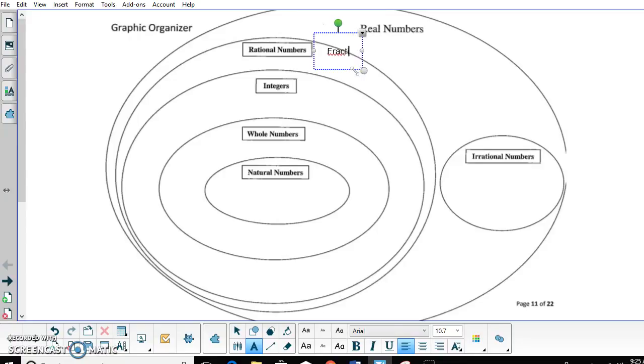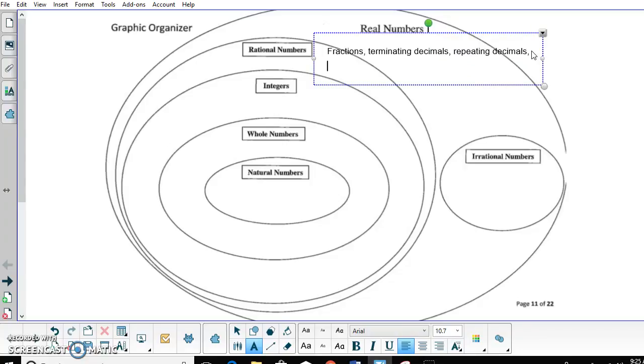If you said fractions, you're correct. If you said terminating decimals, you're correct. If you said repeating decimals, you are correct. The word terminates means to stop. So decimals that stop would be a terminating decimal.